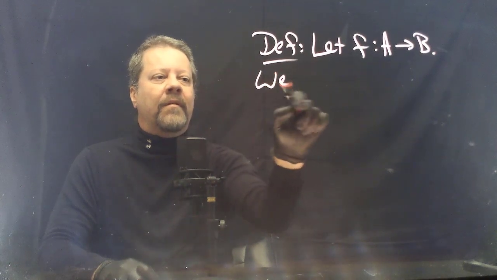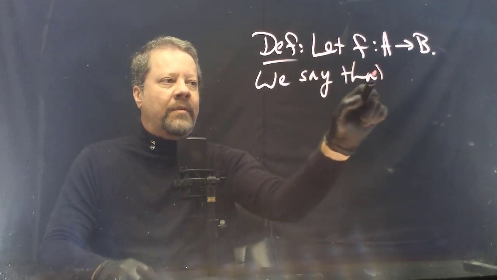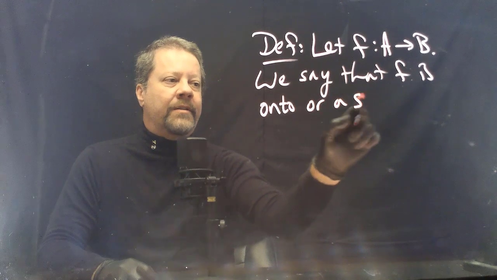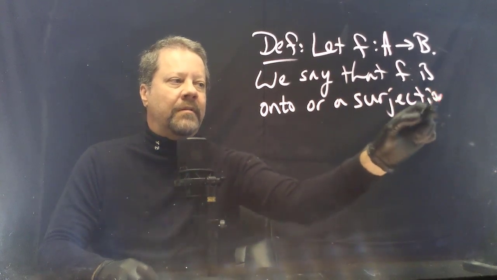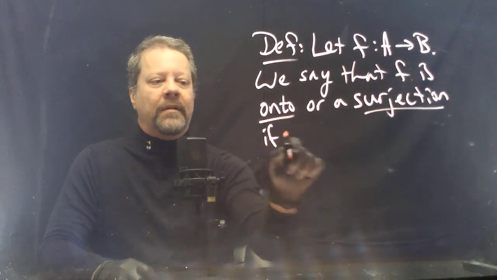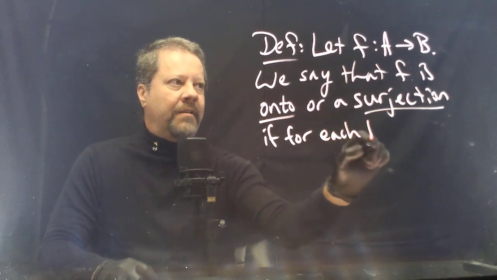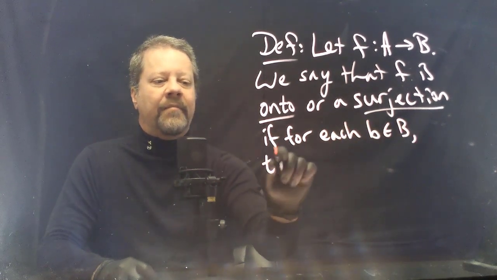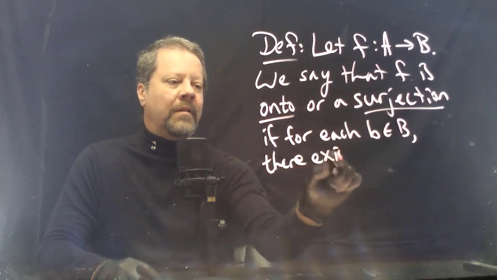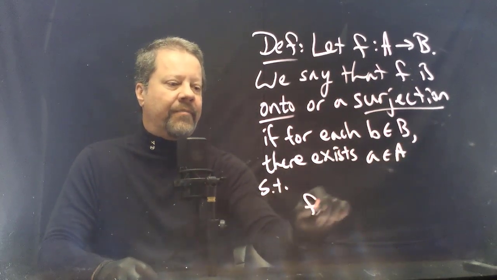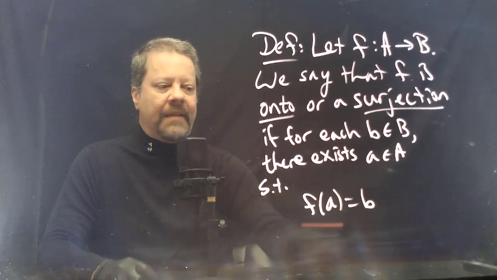In this next definition, we'll let f map A into B. We say that f is onto, or a surjection, if for each element of the codomain there exists something in the domain such that f of a equals b.